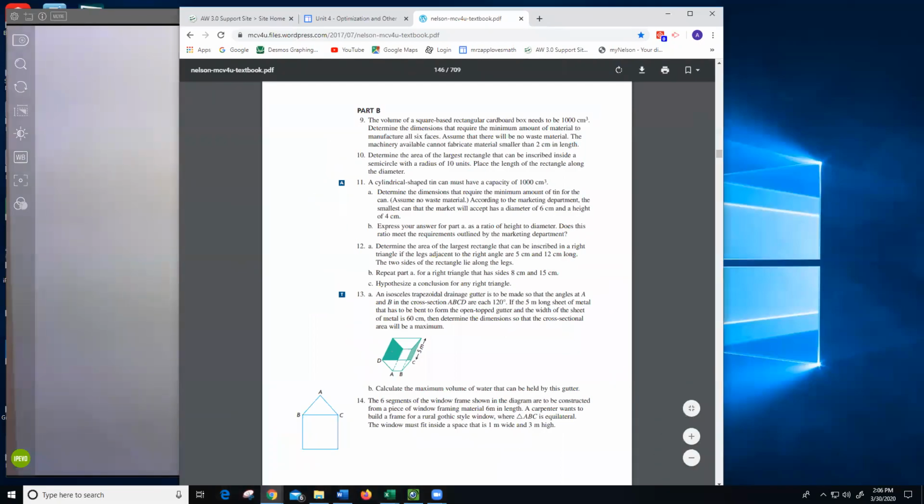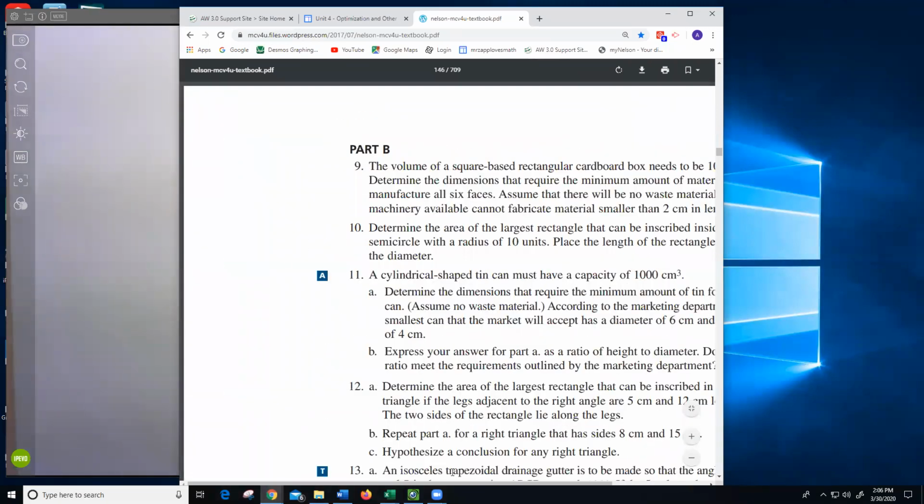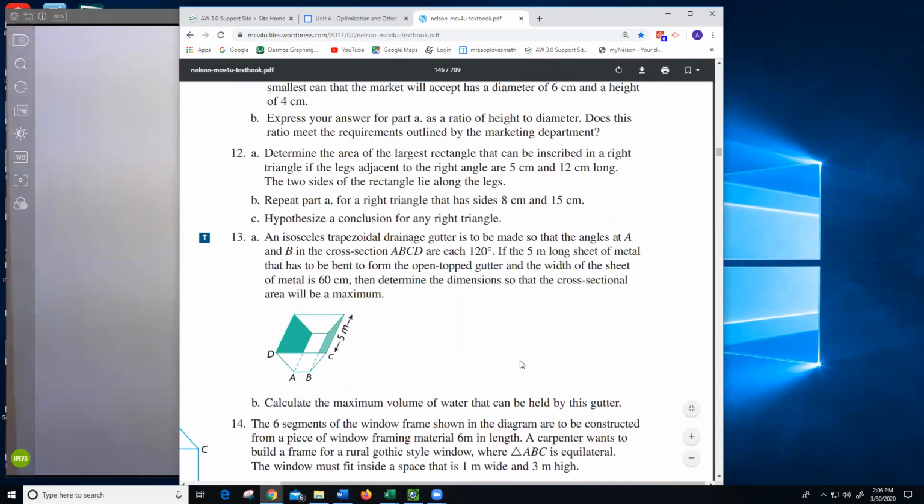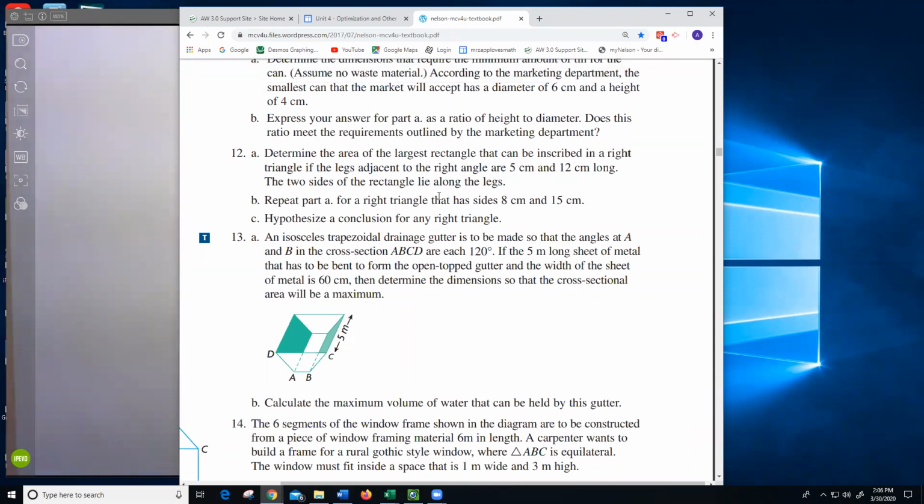All right, so we're going to take a look at 145, number 12. Let's read the question here. It says, determine the area of the largest rectangle that can be inscribed in a right triangle if the legs adjacent to the right angle are 5 and 12 centimeters long. The two sides of the rectangle lie along the legs. Then it says repeat part A for a right angle triangle that has sides 8 and 15. And then presumably there's some sort of pattern, and we'll see if we can find that.